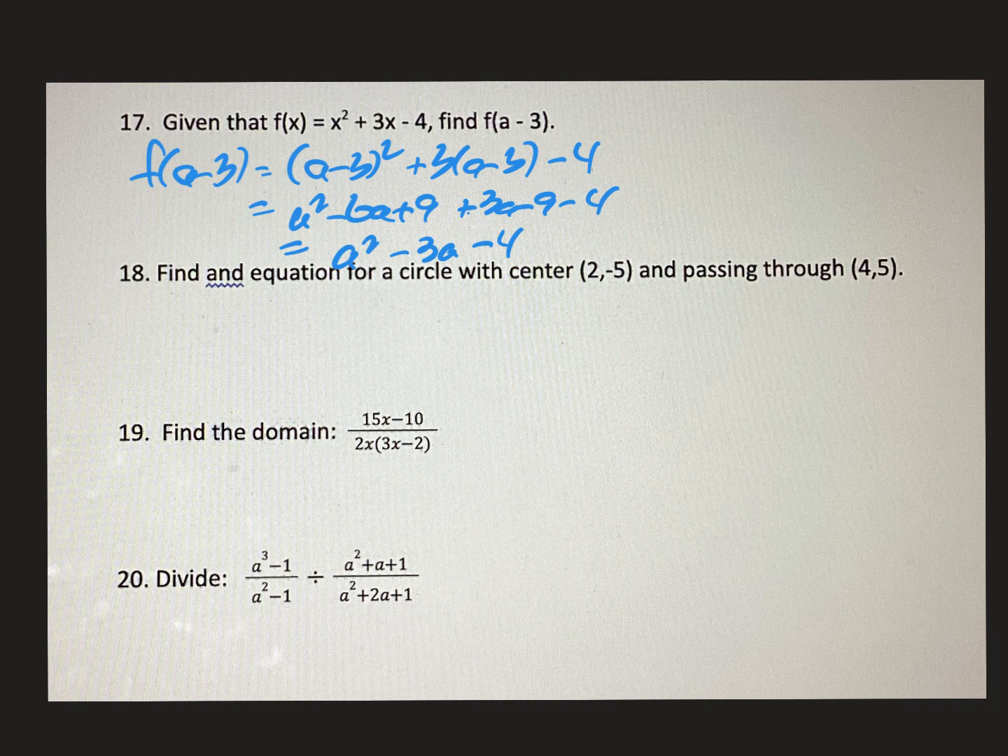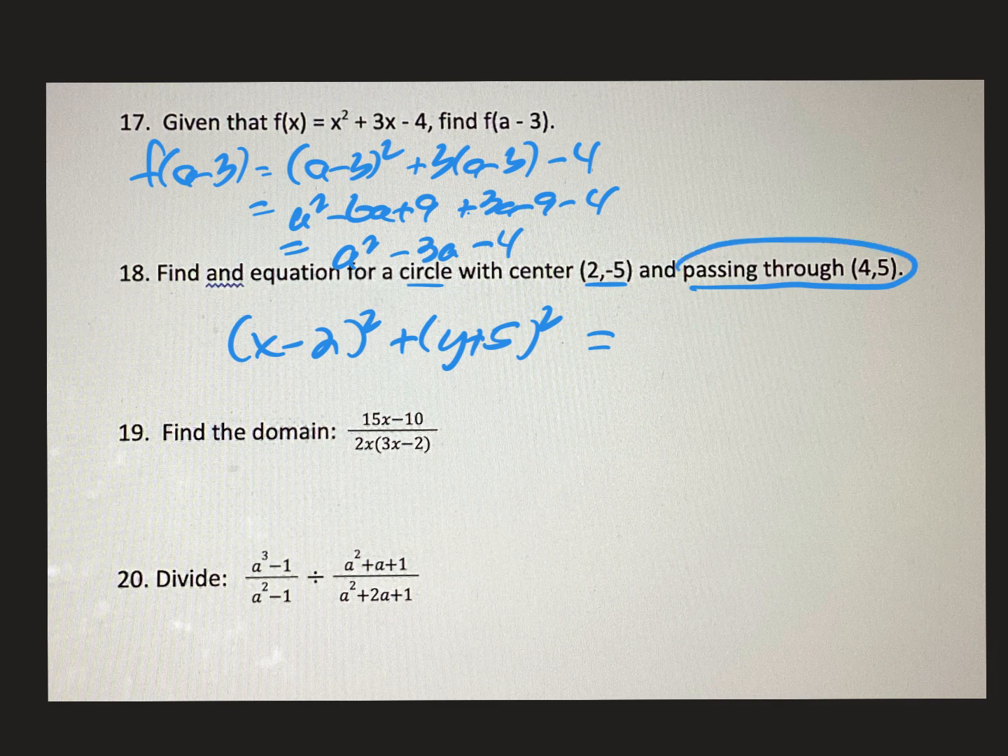Number 18. Find an equation for the circle. There's the center. Remember, the opposite goes in the center. The opposite of the x and the opposite of the y coordinate goes in the center. You've got to figure out what goes on the other side. Because it passes through 4, 5, don't forget, that means it works. 4, 5 works in the equation. It solves the equation. That's why it passes through there.